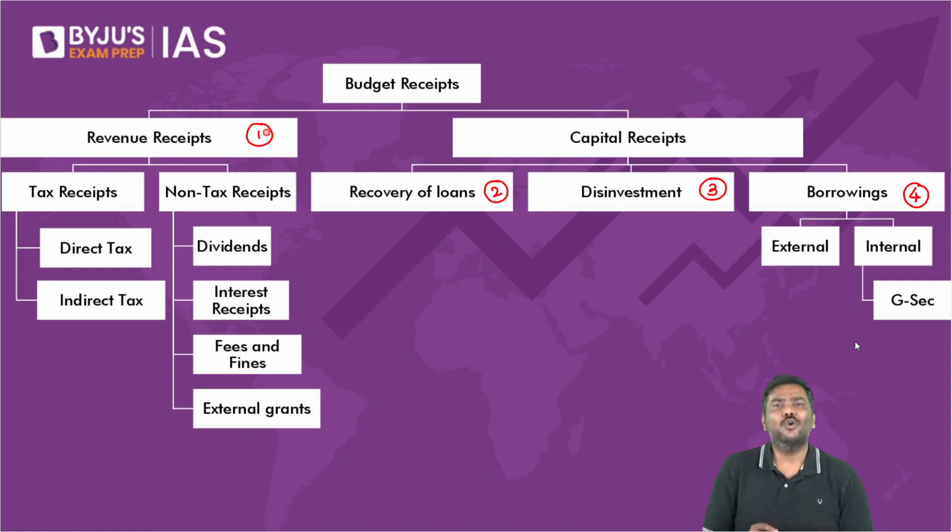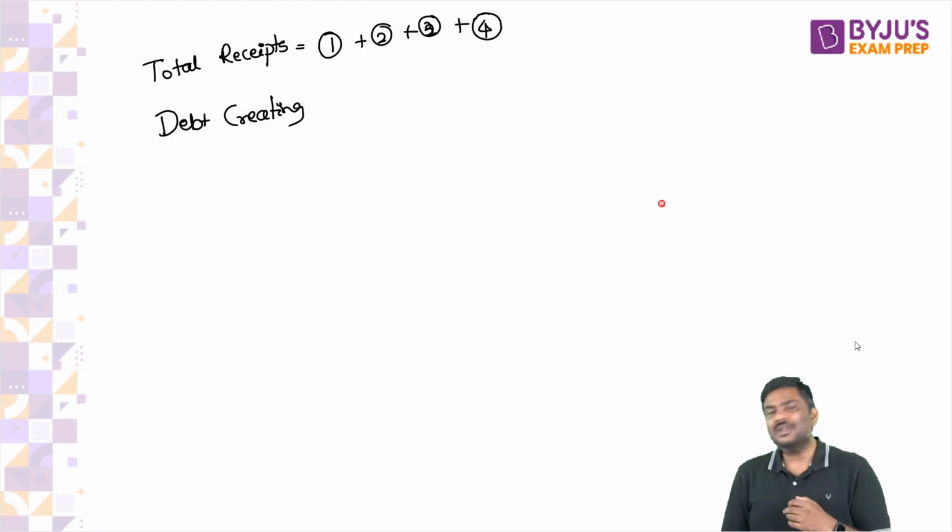If you ask me how total receipts are 1 plus 2 plus 3 plus 4, then I'll have to teach you mathematics. Is it not revenue receipt 1? Receipt is income. Right? Recovery of loans is 2, disinvestment is 3, and borrowings 4. I said total receipts is 1 plus 2 plus 3 plus 4.